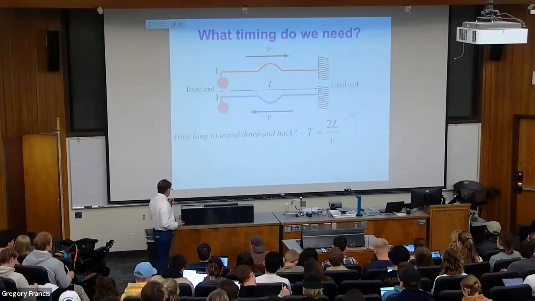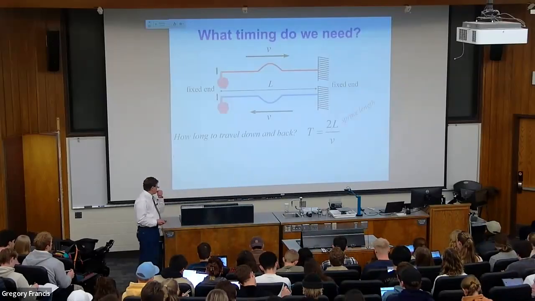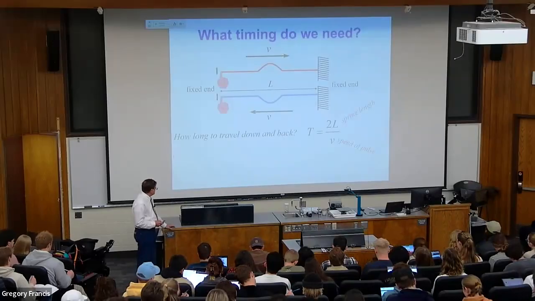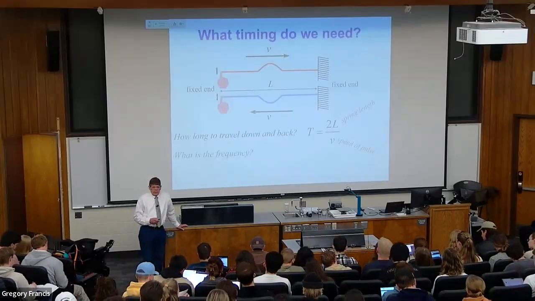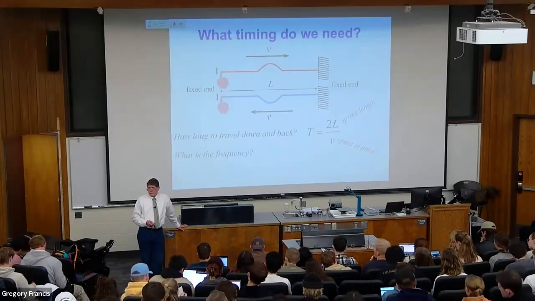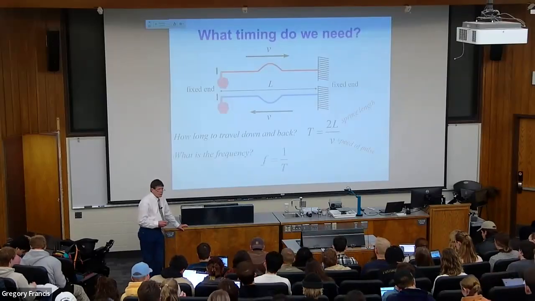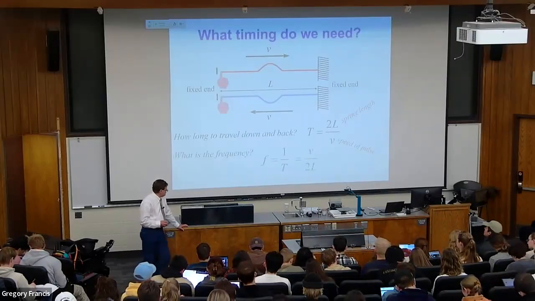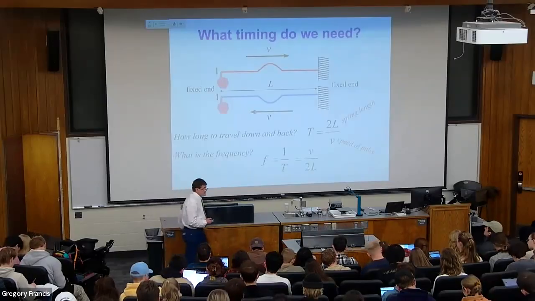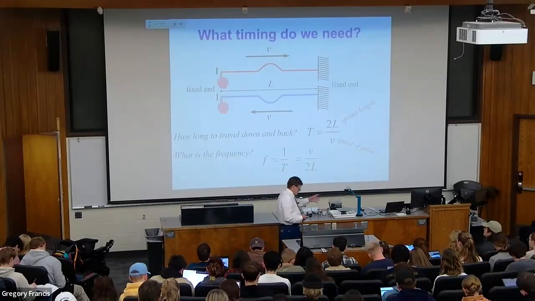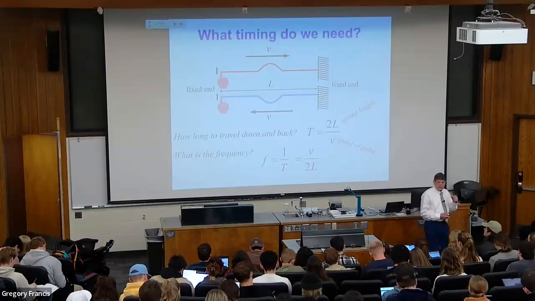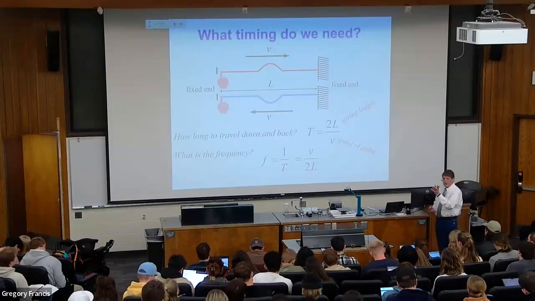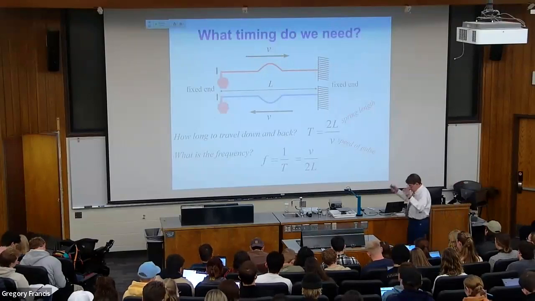Okay, now L is the spring length, V is the speed of the pulse. What we usually care about is not the period, but the frequency. But if you know one, you know the other. The frequency is just 1 over the period, and so it would be the speed over 2L. Now, this combination of variables is going to show up over and over and over again. So you might as well give it a name. Call it Charlie. Okay, that's one Charlie.